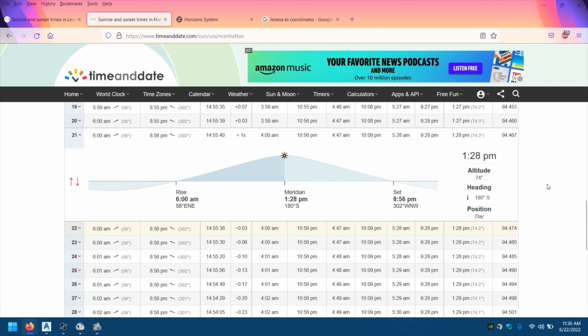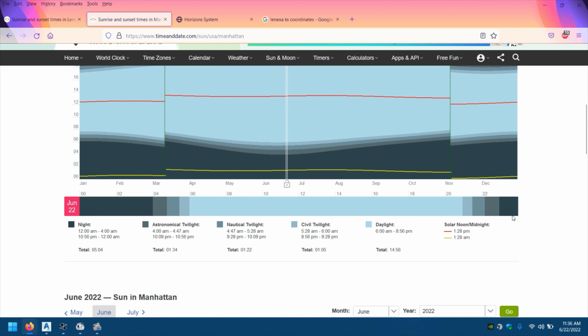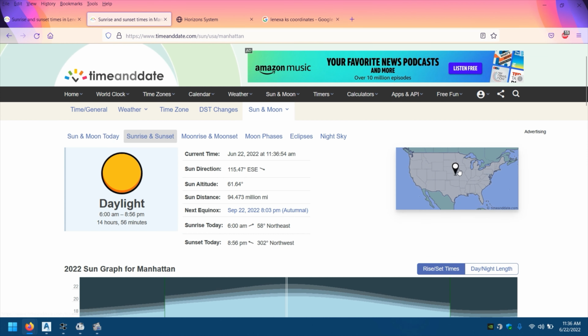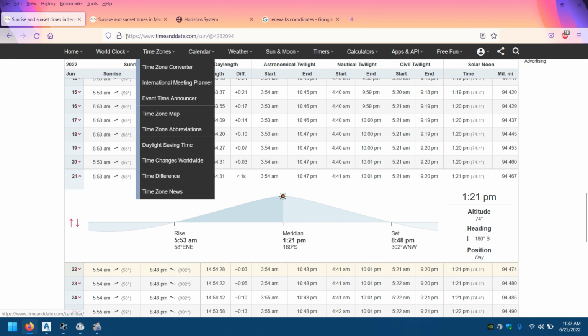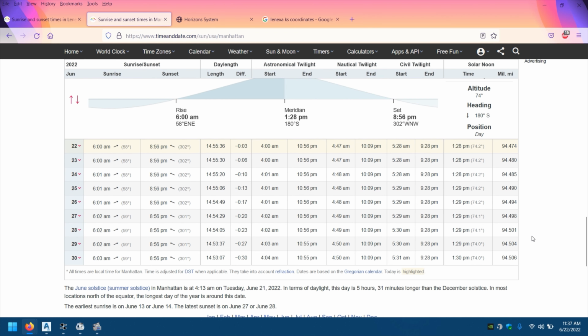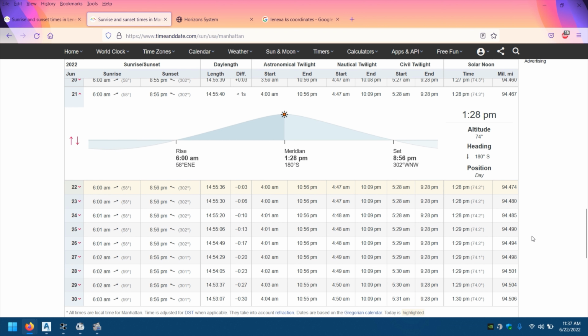So Manhattan, Kansas, yesterday the altitude was 74. And this is for Lenexa, 74, but it's at 121. And Manhattan was at 128, so I chose 124. Kind of split the difference because my drawing's in for Manhattan, but it's not very far away from Kansas City. Alright, got that out of the way.